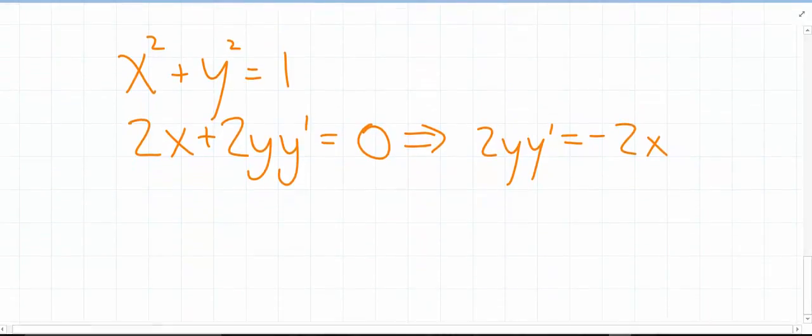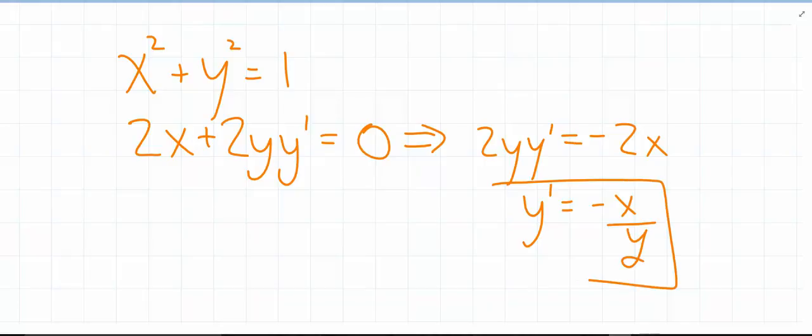And of course, I can divide out the 2. And look what I get. I get y prime is equal to negative x over y. Okay? So here's what my derivative looks like when I approach this thing from the implicit standpoint. I've got this implicitly defined relationship, and there's what I get.